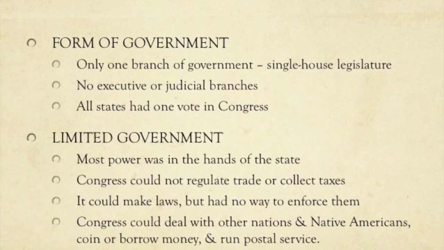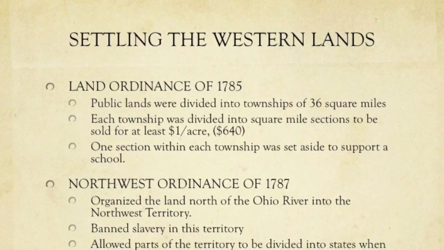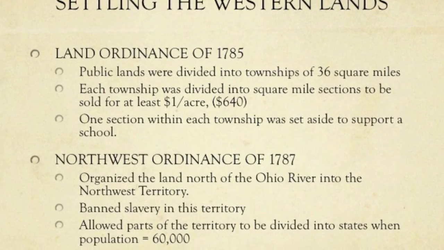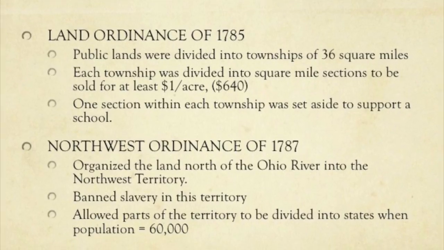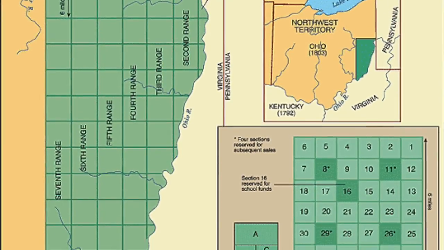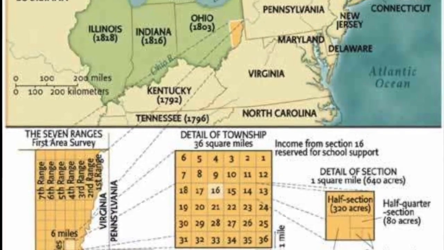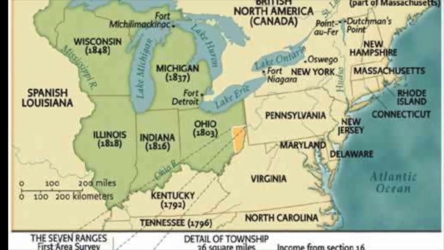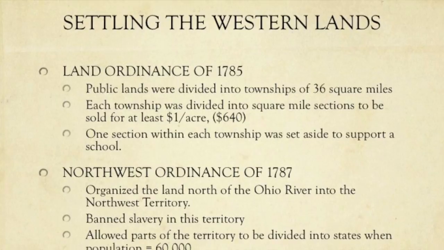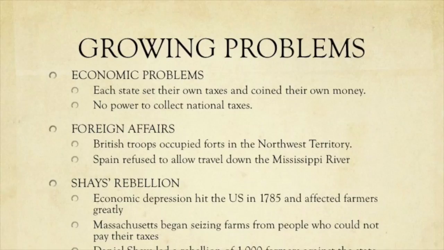So the biggest thing that happens during the time period of the Articles of Confederation is that the western lands become settled, this land that was not part of any of the colonies. In 1785, the public lands were divided into townships of 36 square miles, and each was divided into square mile sections to be sold for at least $1 an acre, or $640. One section in each township was reserved for the schools. This was combined in 1787 with the Northwest Ordinance, which organized the Northwest Territory, which would be today the states of Illinois, Ohio, Michigan, Wisconsin, and Indiana. And they could eventually become states when they had 60,000 people in a region.